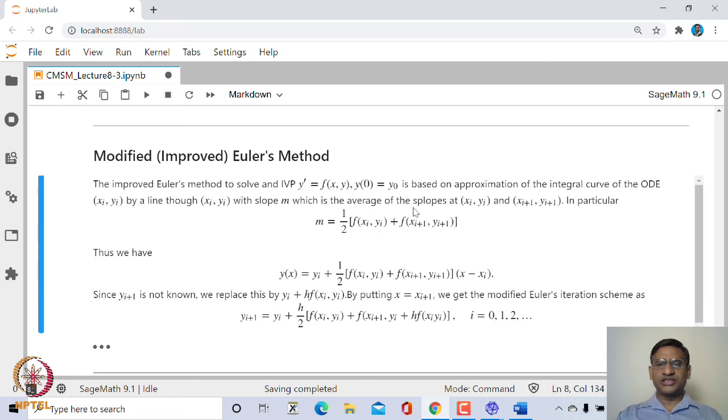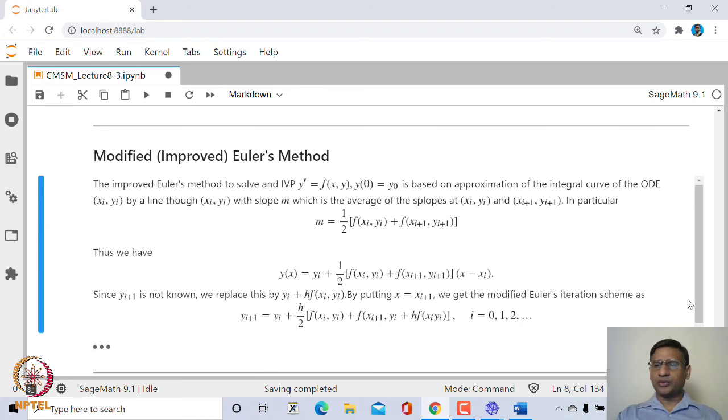But this time, instead of taking the slope at xi, yi, we take the average of the slope at xi, yi and the next point xi plus 1, yi plus 1. So m is half of this, and then we define the tangent at xi, yi with this as slope. So this is the equation of the tangent at xi, yi with slope m.